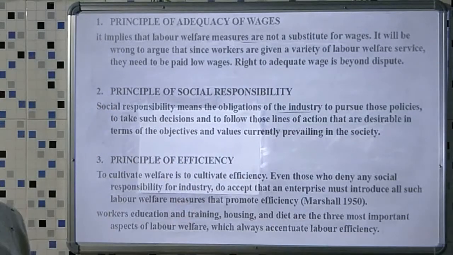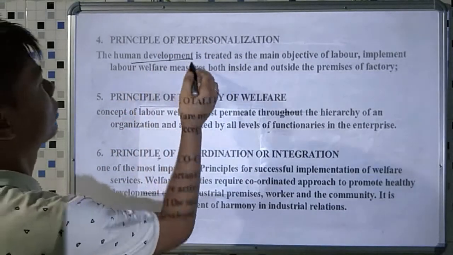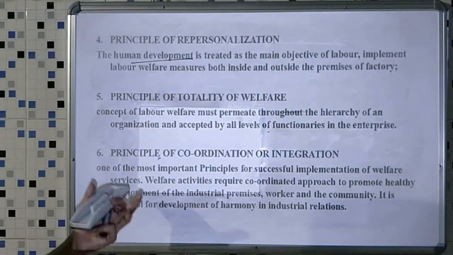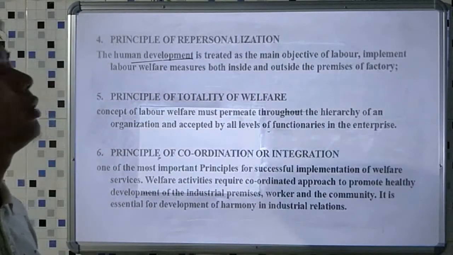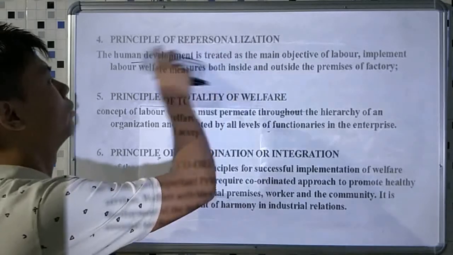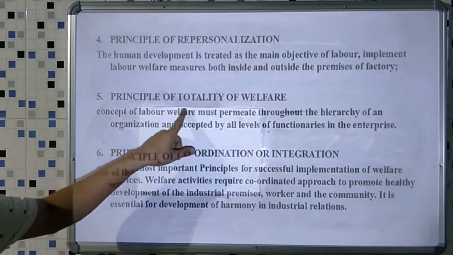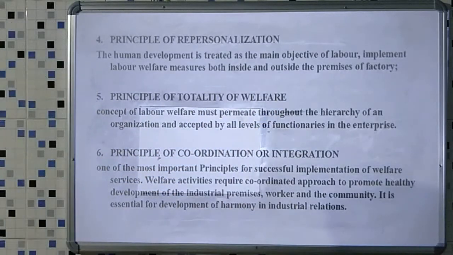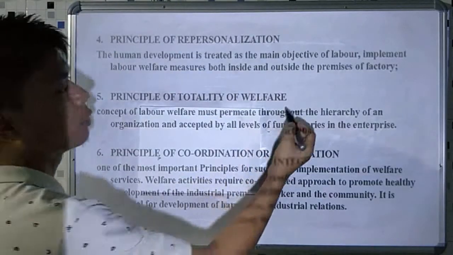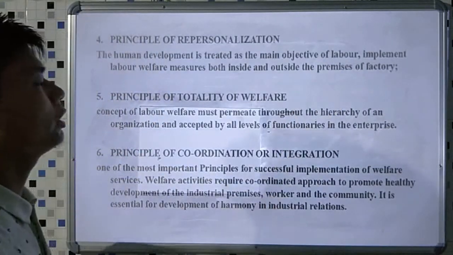Now, principle of re-personalization. It is human development. Try to know the theme. For labor welfare, for example, what extramural and intramural facilities are being provided, such as training or counseling. All those fall here. Now, principle of totality of welfare. It says that labor welfare must penetrate throughout the organization, and it should be accepted at all levels: middle, higher, lower. Everyone should accept this and try to work for this.